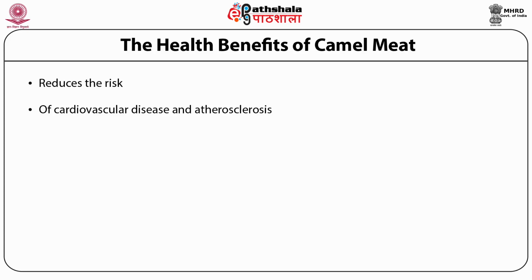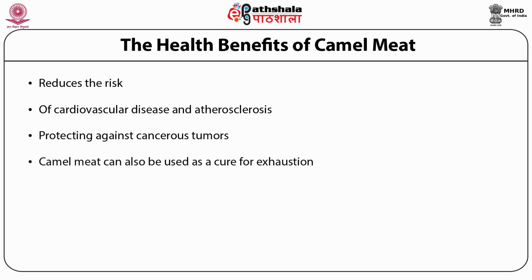Camel meat has other medical qualities too, like protecting against cancerous tumors, as claimed by some researchers, because it contains unsaturated fatty acids like linoleic acid, which interact with other unsaturated fatty acids taken from vegetable oils to protect against cancer. Camel meat can also be used as a cure for exhaustion and fatigue because it contains energy needed by body cells.